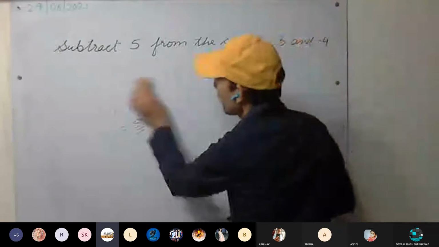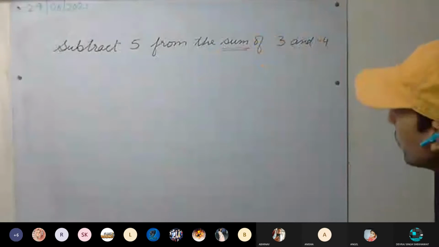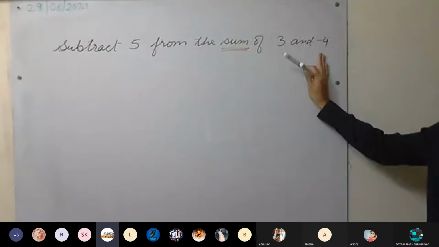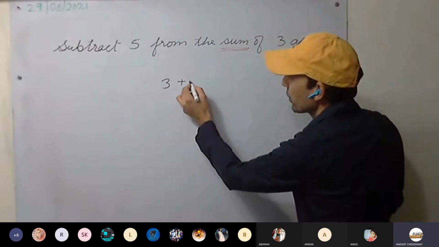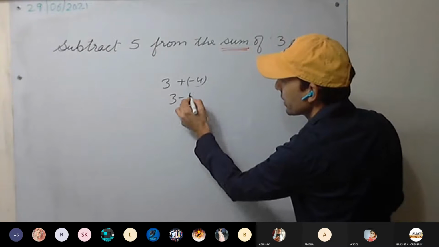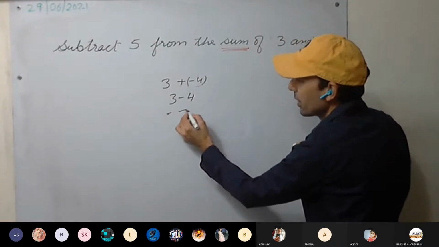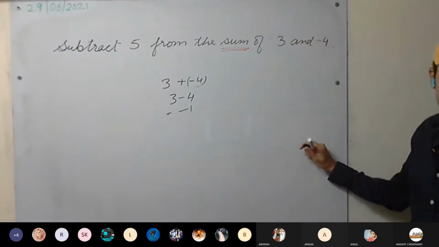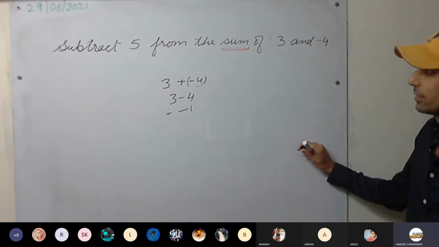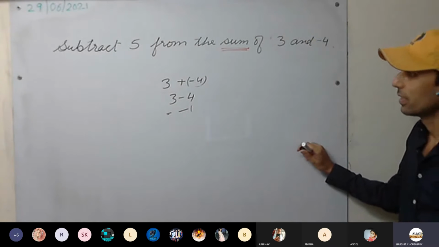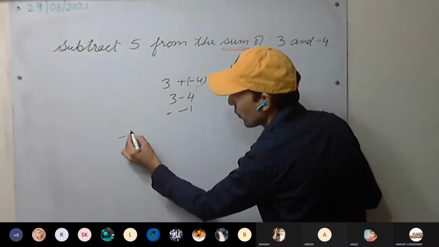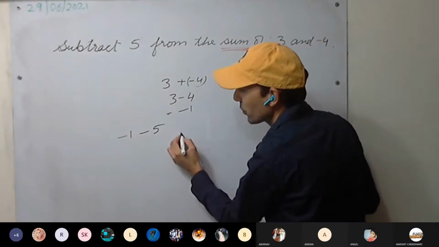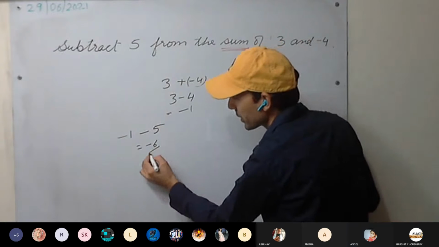Sir, subtract 5. So first we have to add minus 4 and 3. It means it is minus how much? Minus 1. Now, then we have to subtract 5 from minus 1. From minus 1, we will subtract 5. So we are getting minus 6.